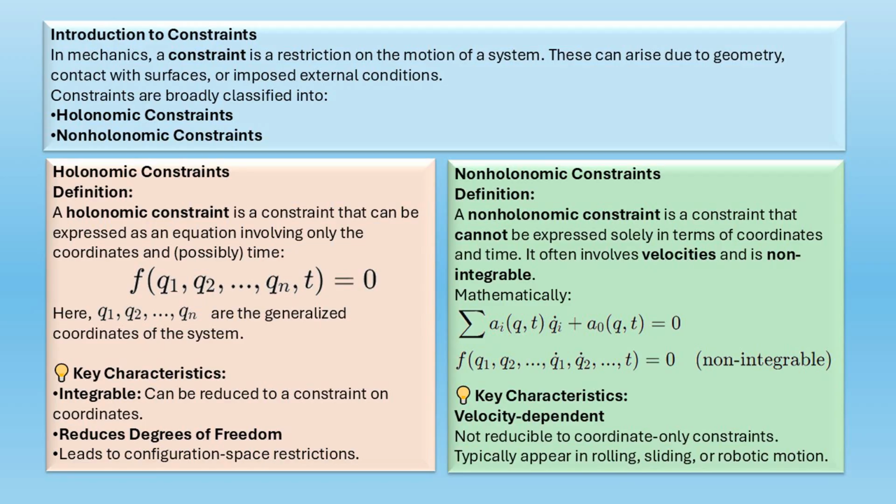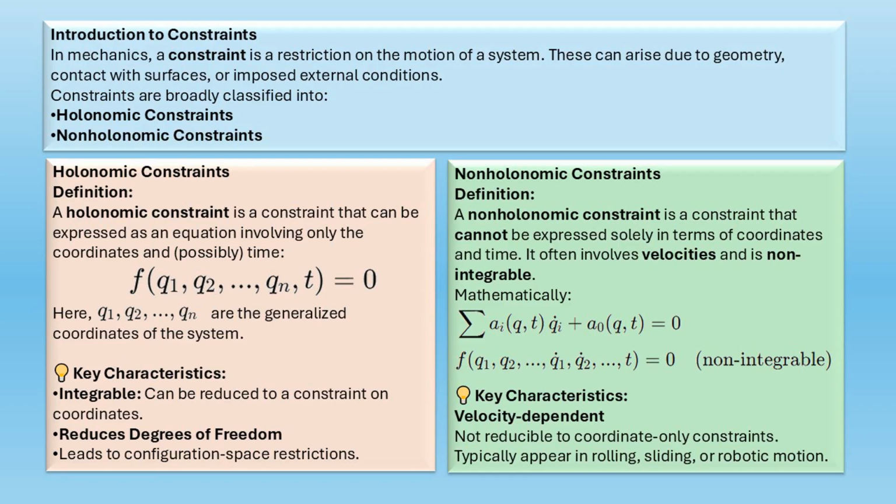A holonomic constraint is a constraint that can be expressed as an equation involving only the coordinates and, possibly, time. Here, q1, q2, ..., qn are the generalized coordinates of the system. The key characteristics are: 1. Integrable. Can be reduced to a constraint on coordinates. 2. Reduces degrees of freedom. 3. Leads to configuration space restrictions.